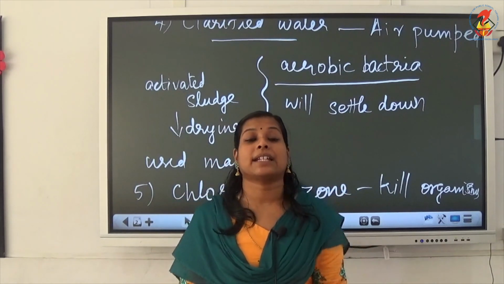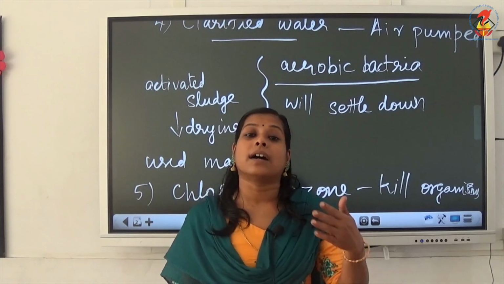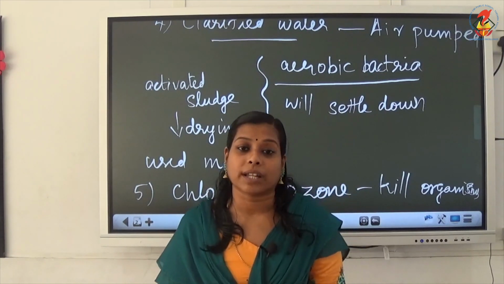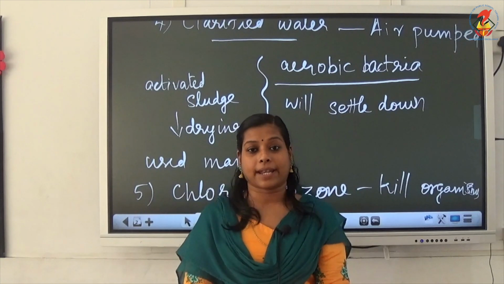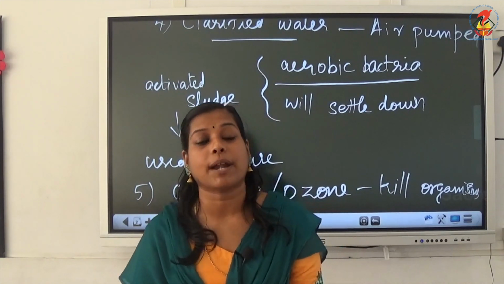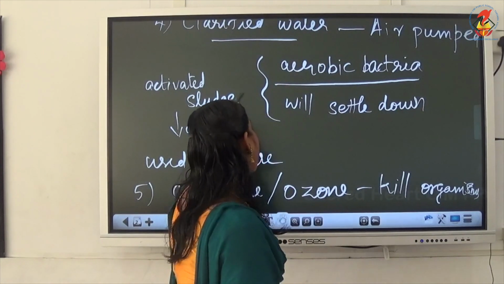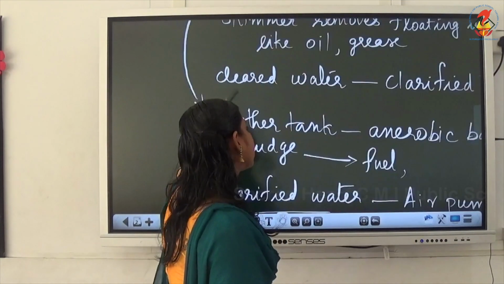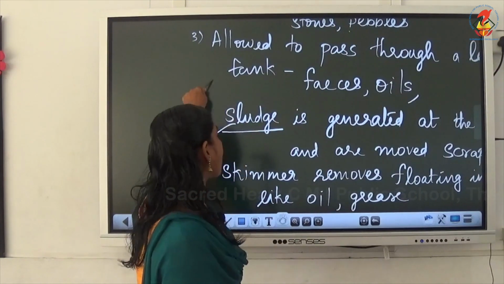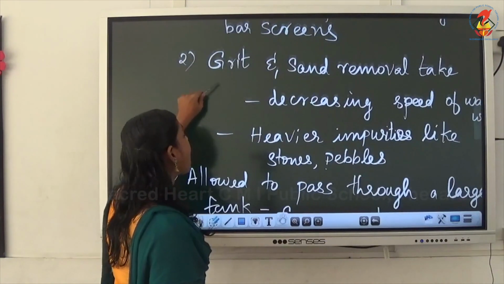Okay, so these are the different stages of treatment of wastewater in wastewater treatment plant. Once again we can see one by one. Initially we have seen there in stage 1 that water is passed through bar screen.